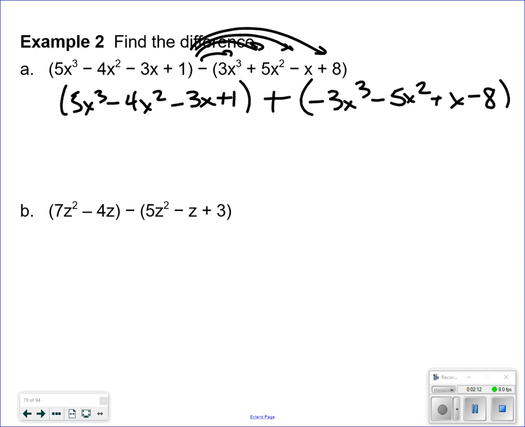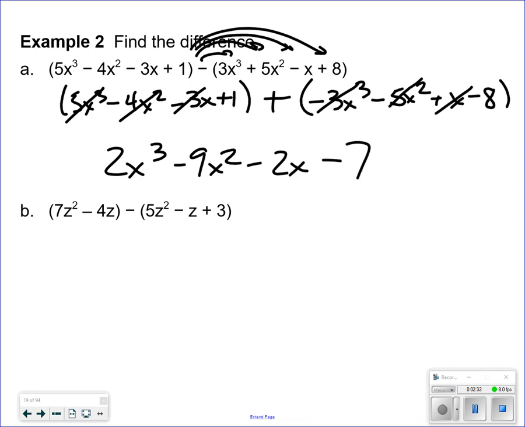So I have a 5x cubed minus a 3x cubed. I get 2x cubed. So those two. Negative 4x squared minus 5x squared makes negative 9x squared. Negative 3x minusing a negative, which is why it's plus, makes a negative 2x. And then 1 minus 8 is a negative 7.